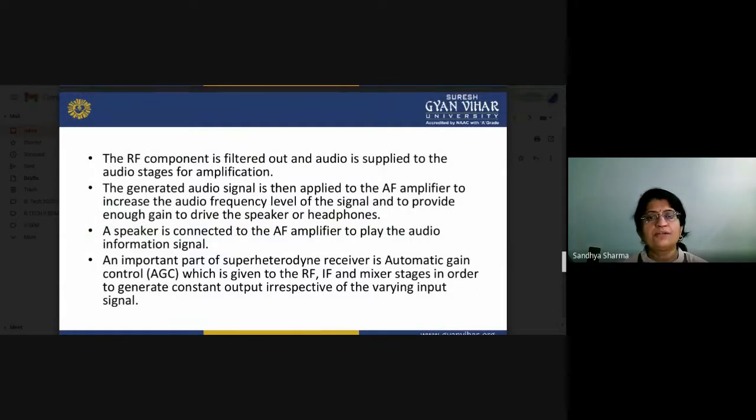Now, the RF component is filtered out and the audio is supplied to the audio stage. So what about the RF? RF basically provides the radio frequency signals only. It rejects all other types of frequency signals. After generating the audio signal, it is applied to the AF amplifier to increase the audio frequency levels and to provide enough gain for driving the speaker or headphone. The speaker is connected to the AF amplifier to play the audio information signal. So sometimes our speaker also plays a role.